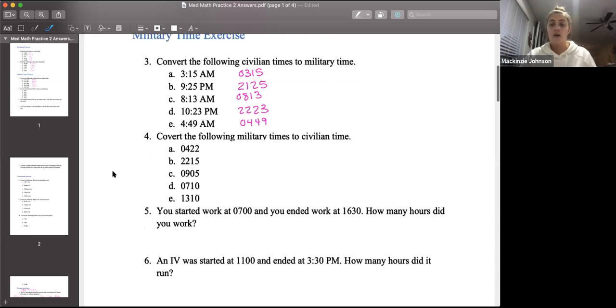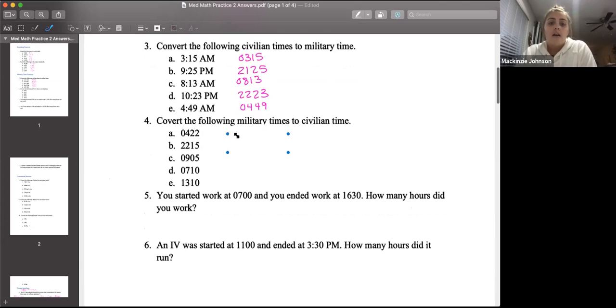Going back to the original is what can be a little bit more tricky. So 0422, that's going to be 4:22 a.m. 22:15, I really hate going back and forth with these, but that's going to be 10:15 p.m. I'm sorry if these are cut off a little bit too. 09:05 is going to be 9:05 a.m. And then 07:10 is going to be 7:10 a.m.